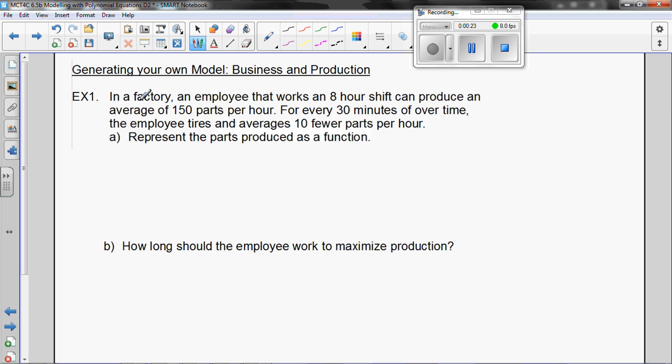So in this question, it says a factory employee that works an 8-hour shift can produce an average of 150 parts per hour, but for every 30 minutes of overtime, the employee gets tired, and averages 10 fewer parts per hour. It says represent the parts produced as a function. So notice that there's a couple of things going on for how many parts an employee can produce. It's basically the number of hours that they worked multiplied by the parts per hour, right?